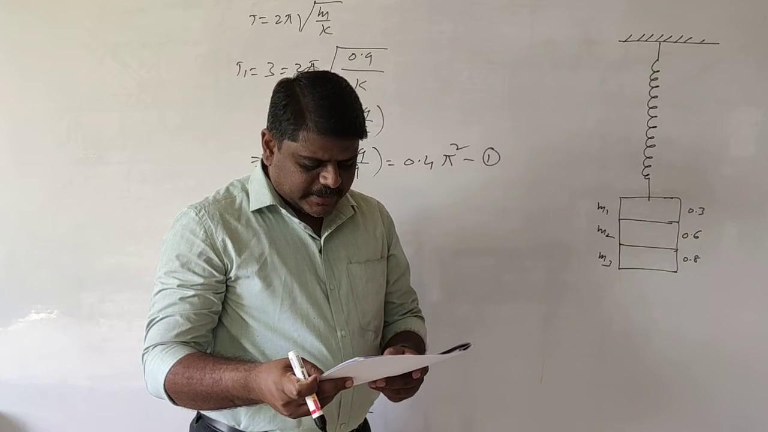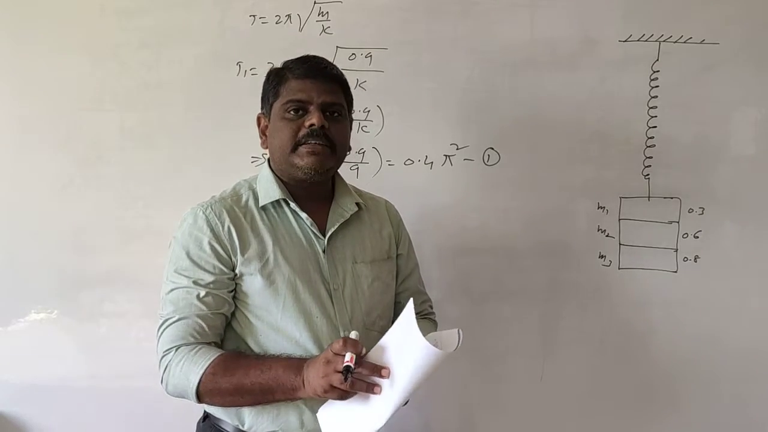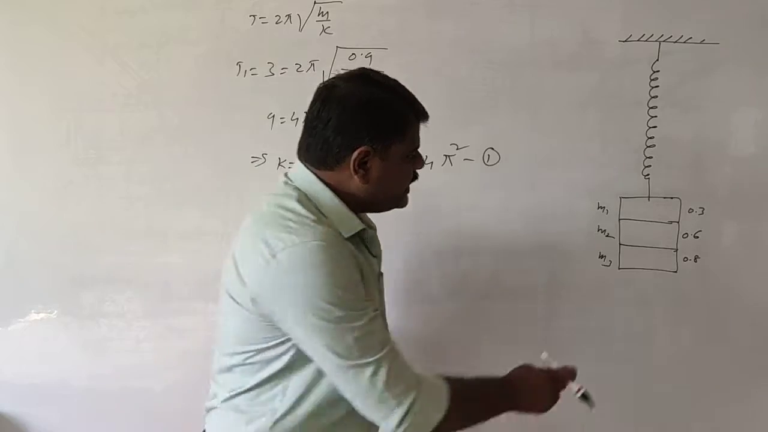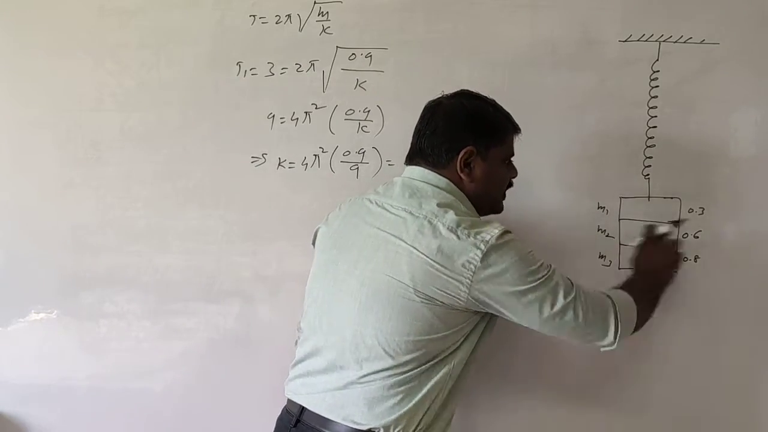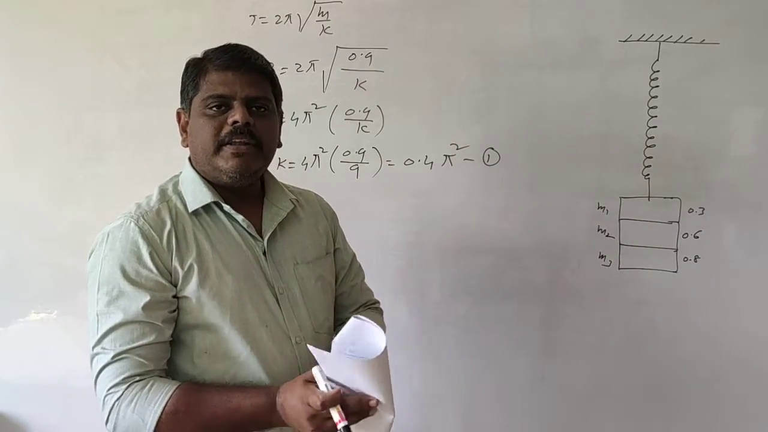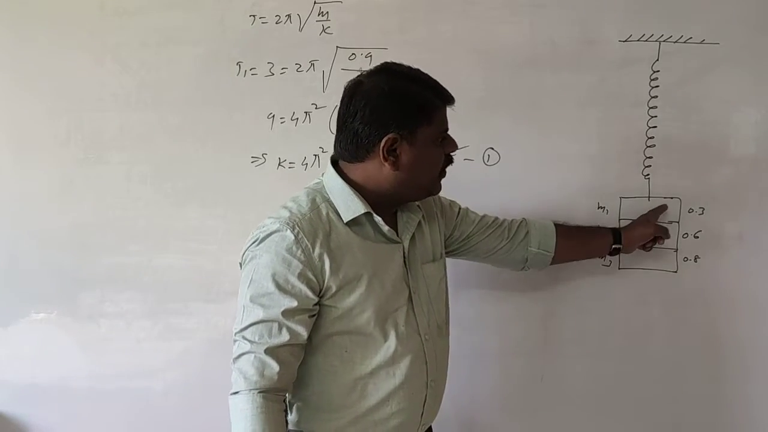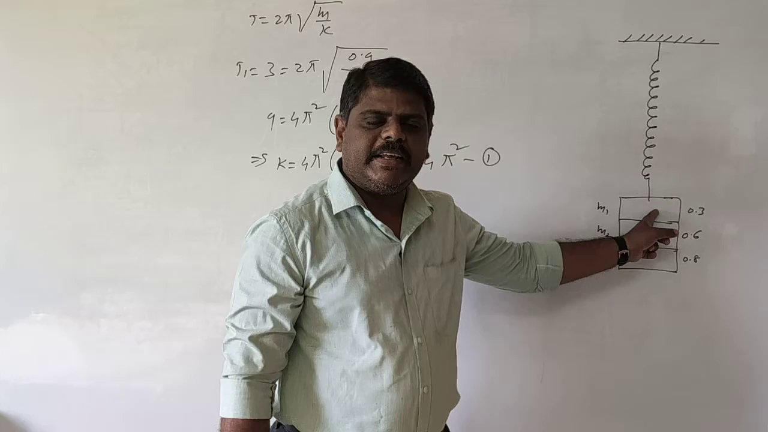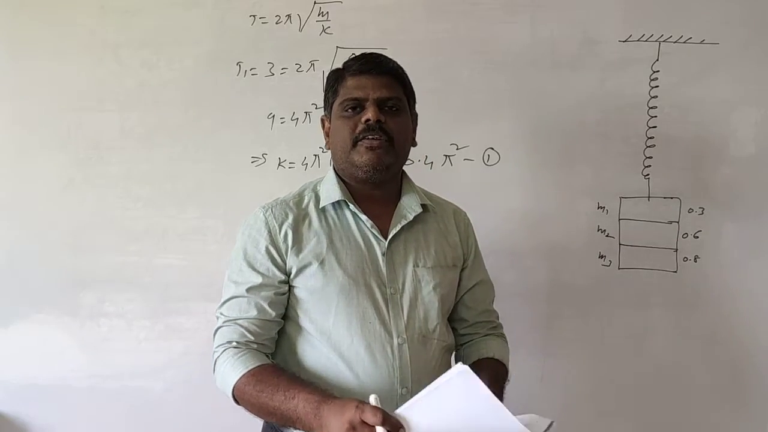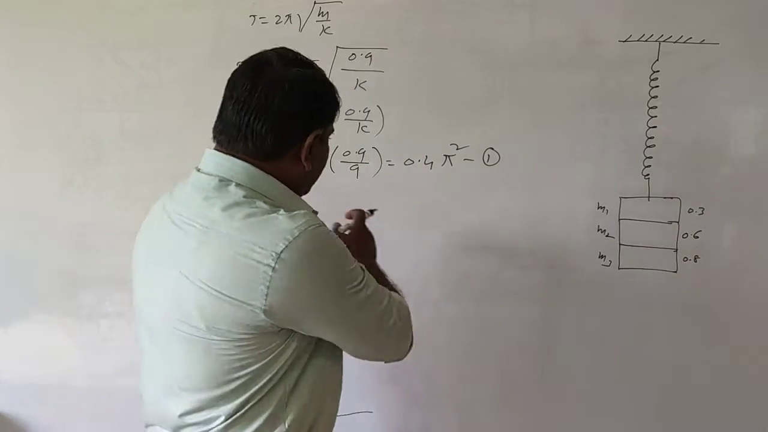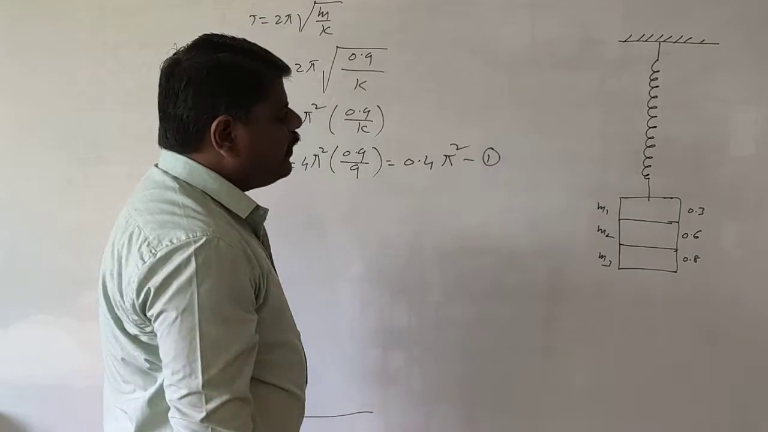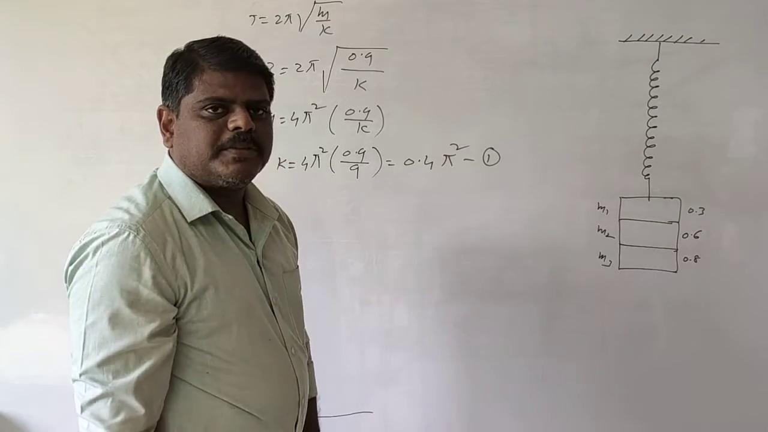Next, what is asked in the problem? When the 0.6 kg is also removed. That means you have removed this 0.6 kg also. Then how much mass will remain? If these two are gone, only one mass will be there, that is 0.3 kg. That means m is 0.3. The k value we already calculated here is 0.4 into pi square. And we are going to substitute the values.